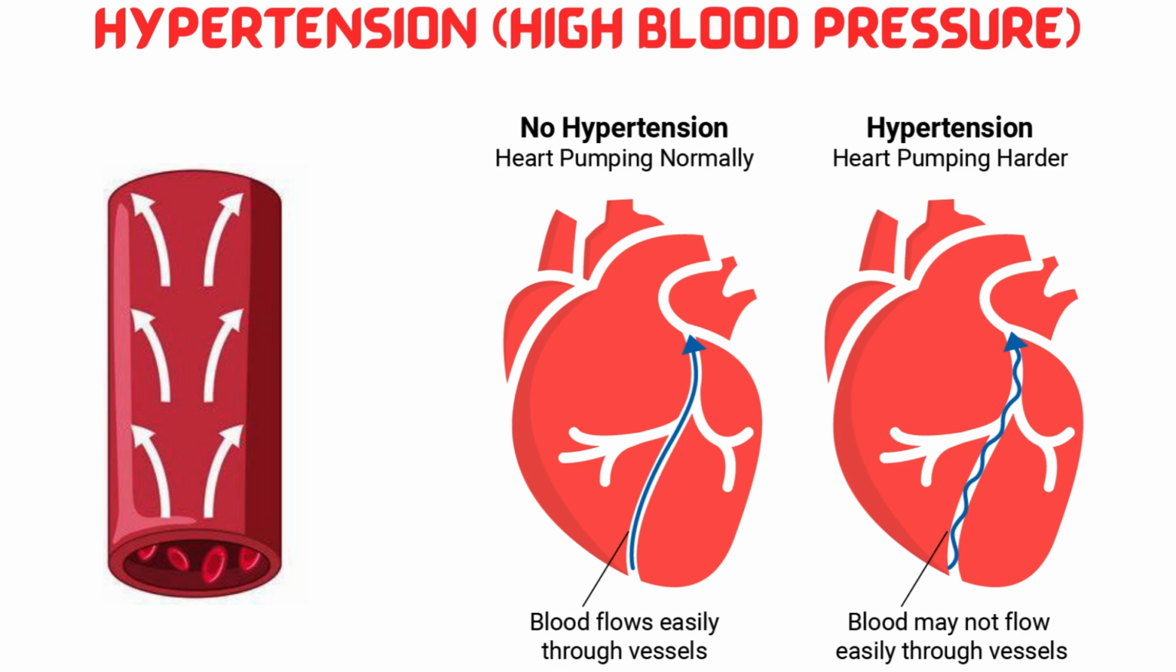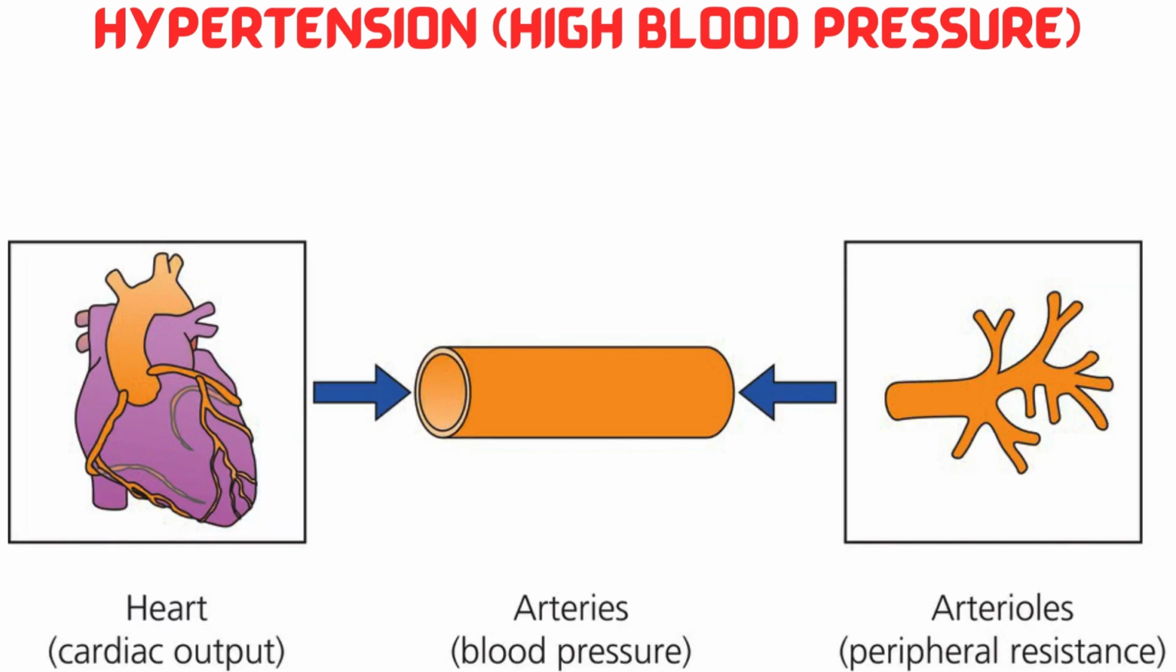BP must be adequate to maintain tissue perfusion during activity and rest. Maintaining normal BP and tissue perfusion requires the integration of both systemic factors and local peripheral vascular effects. BP is mainly a function of cardiac output and systemic vascular resistance.